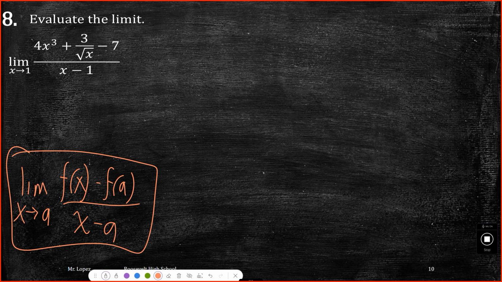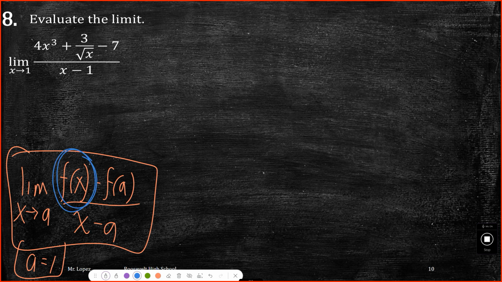So they're looking at this definition. The limit as x approaches 1, so 1 is a. I know that a is equal to 1, for sure. Oh my goodness, this is so easy.